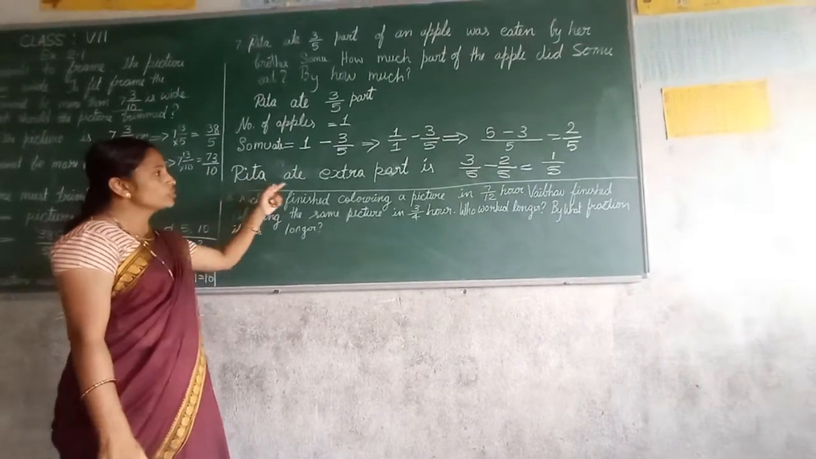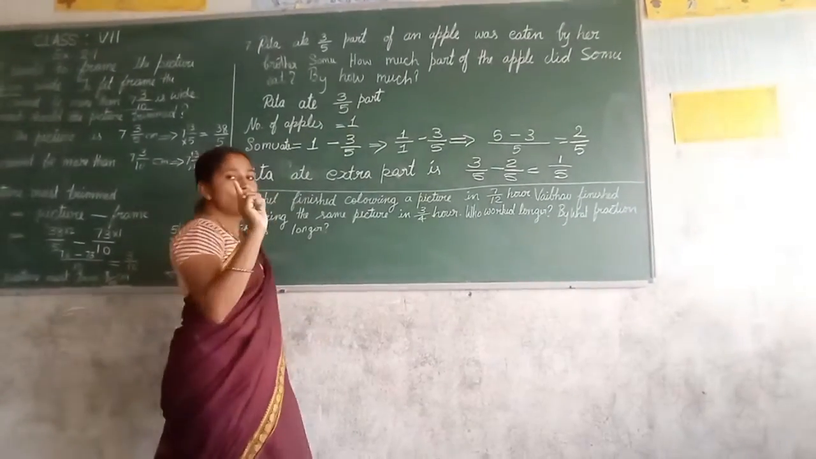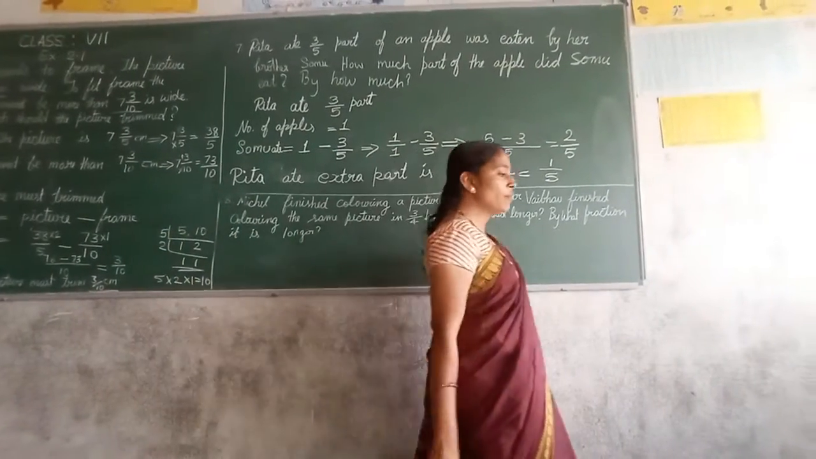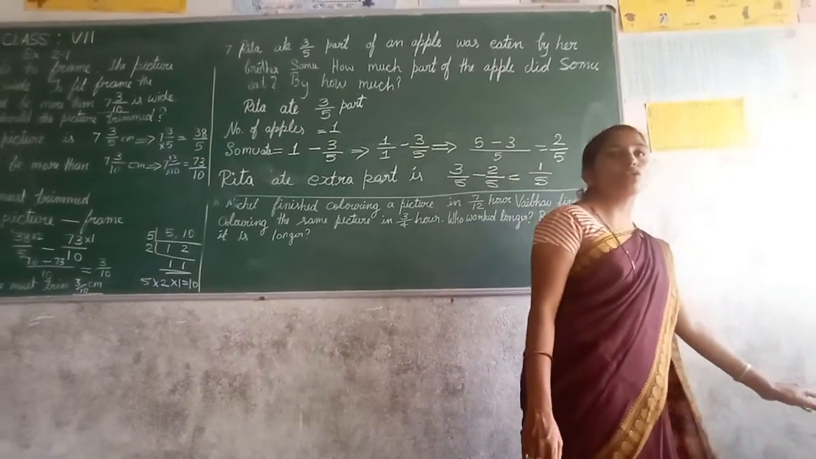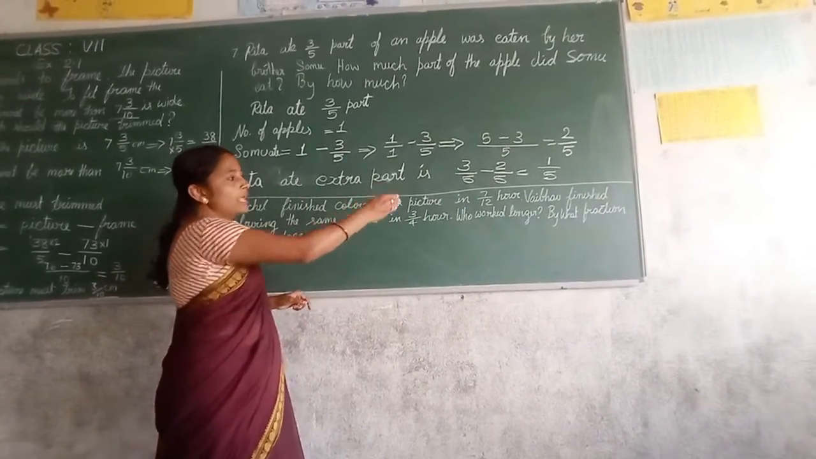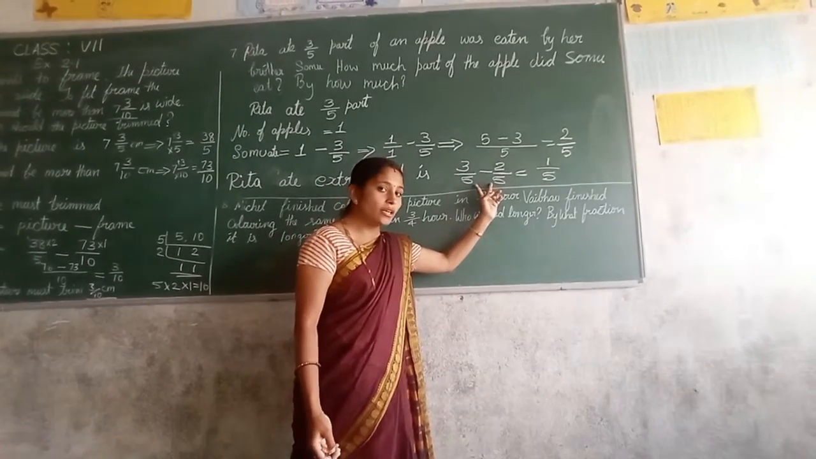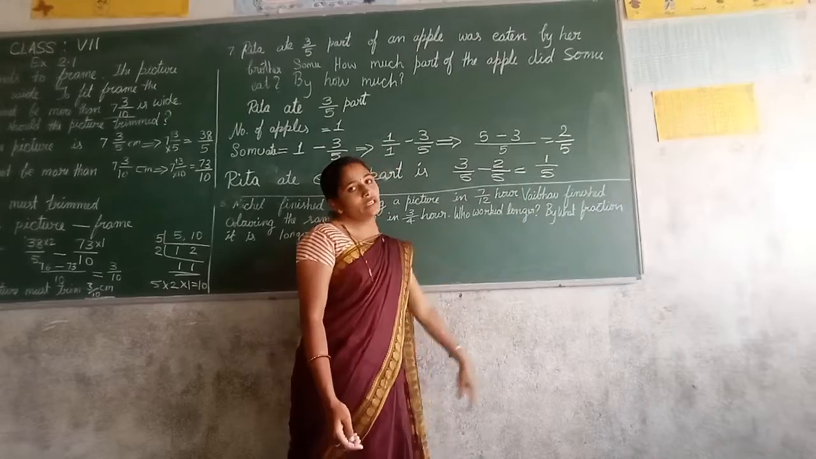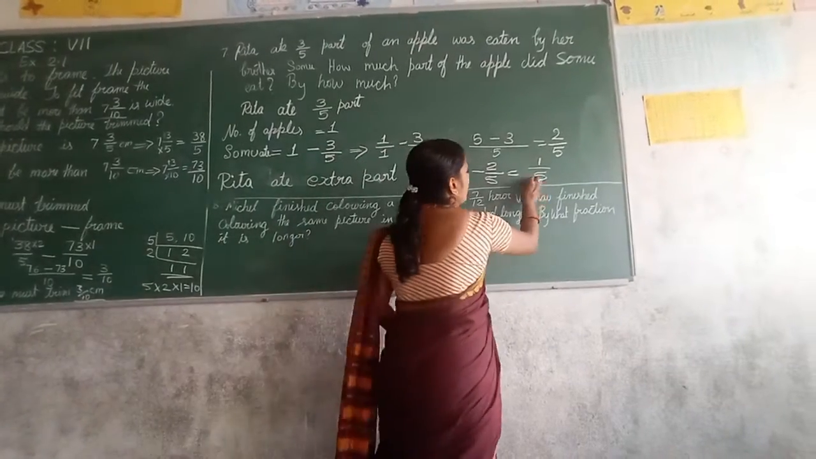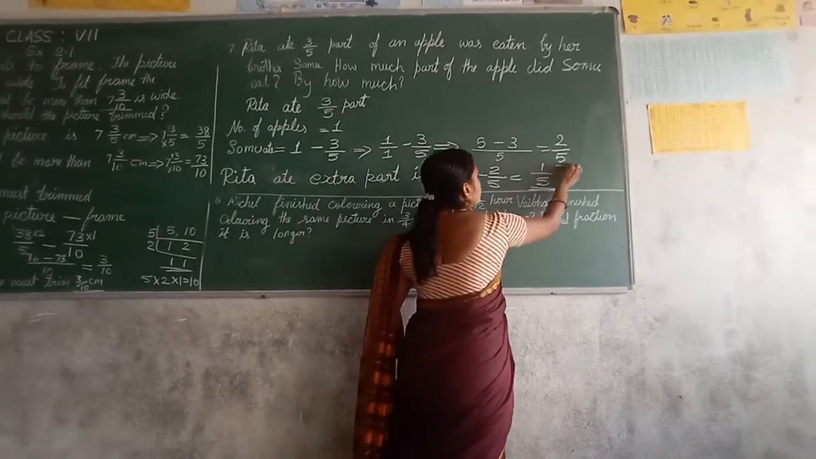So I hope you understood how to do it. The more important thing is 1 apple, 1. If you subtract from that, you will come to know how much Somu ate. Then we subtract both what they have eaten. Here I have done it directly because both denominators are the same, so it is easy to calculate. This is the extra part, and this is the part eaten by Somu.